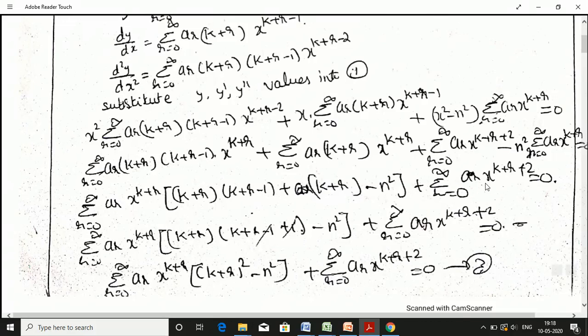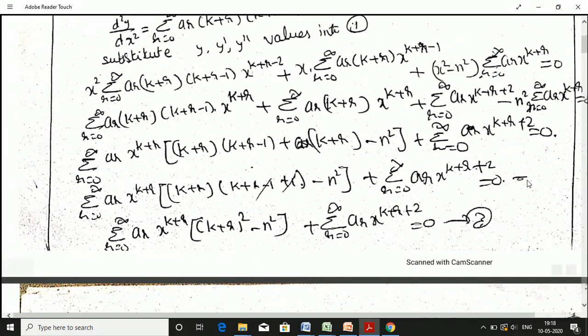Sigma r equal to 0 to infinity a_r x to the power of k plus r plus 2 equal to 0. Now, if I simplify this, k plus r is common: k plus r minus 1 plus 1, and the minus n square I have written as it is. Minus 1 plus 1 cancelled, so k plus r into k plus r is k plus r whole square minus n square. Remaining terms I have written as it is. We'll call it equation 3.